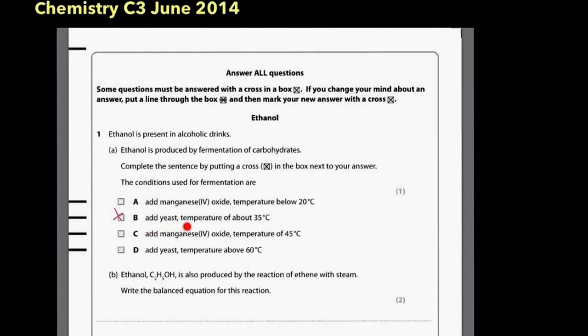We need this because we need to keep about 35 degrees, but normally it's between 30 and 40. This is because fermentation happens the fastest between these temperatures. At lower temperature, such as 20, the reaction is too slow. And if it's too hot, such as 60, this means that the enzyme, the yeast, actually denatures and is destroyed, so it won't work.